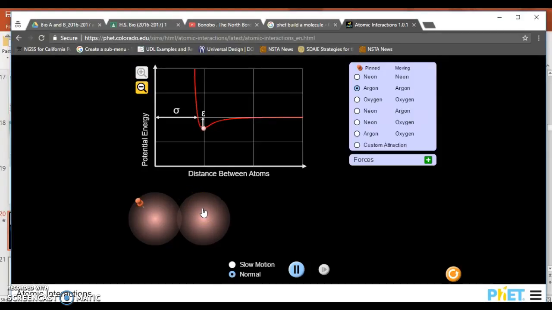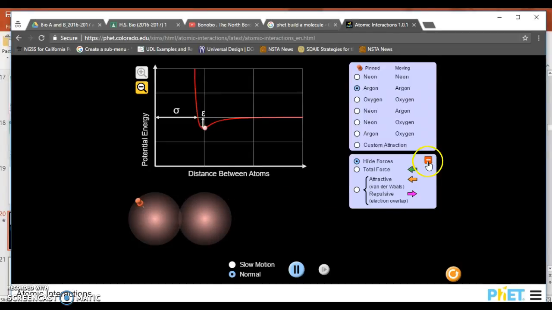Are they attracted? Are they not? If you pull them apart, what happens? If you want to add the forces, this can help you understand some of what goes on. You can see they are pulled to one another, but when they get close, you can see the arrows push in the other direction. So those arrows tell you which direction of force is happening, pulled or pushed.